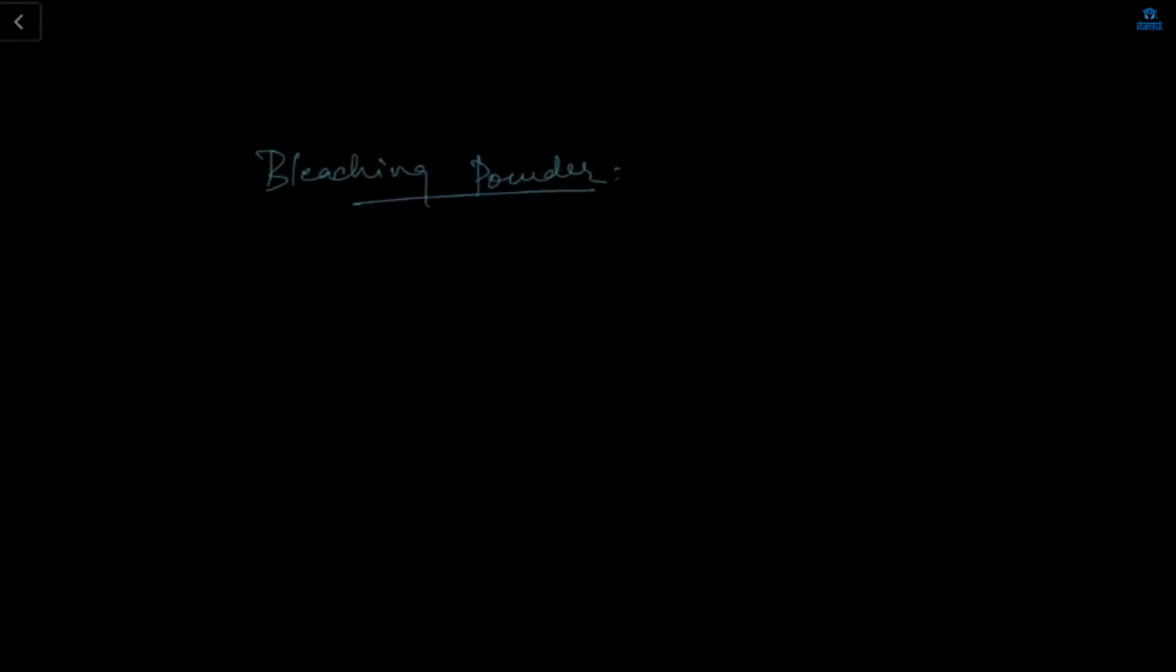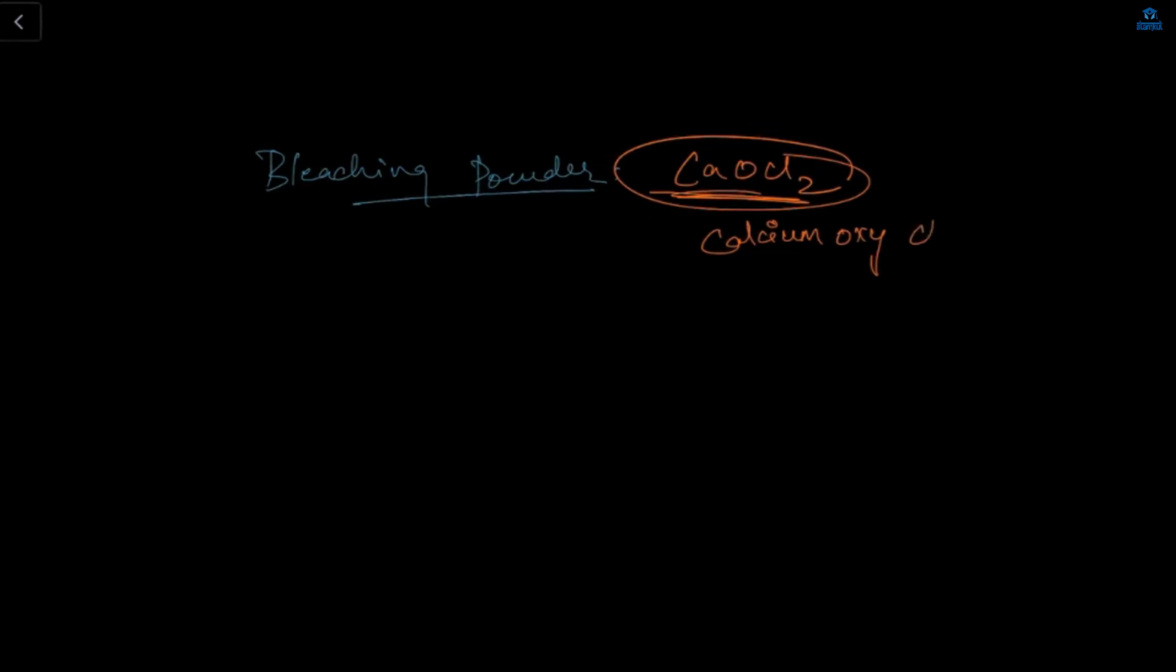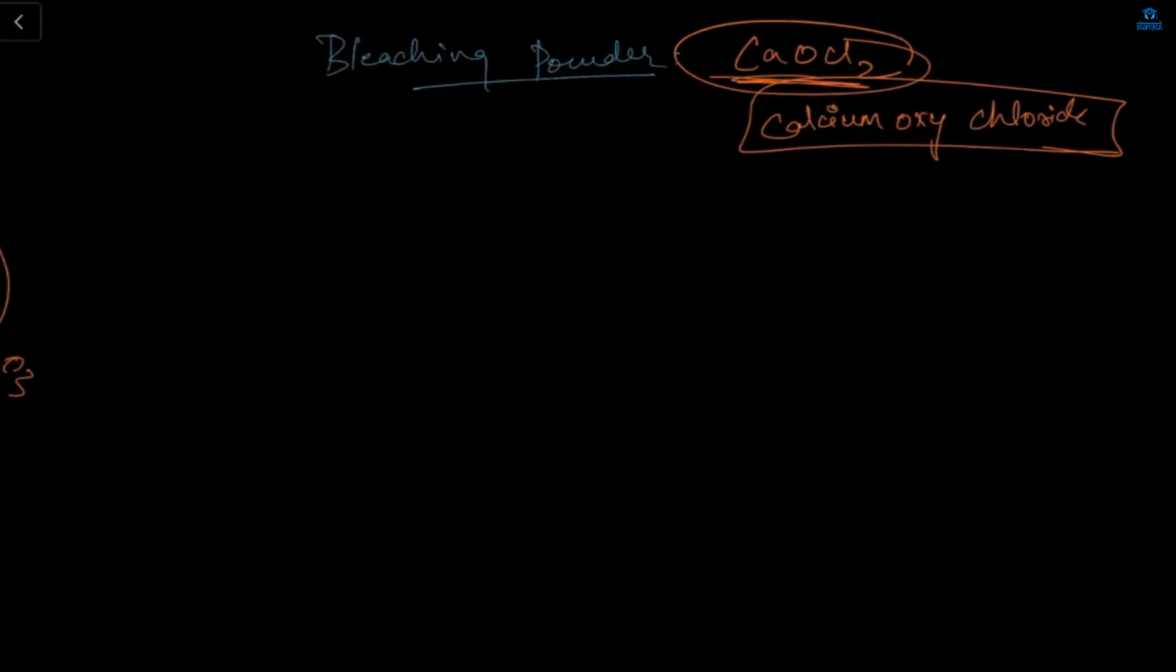So, Safia, you were correct. It's CaOCl2. Is it CaOH2 plus Cl2? CaOH2 plus Cl2 is a reaction, but I'm asking the formula. CaOCl2, yes, the formula is CaOCl2. Now, what is the full form of this? Calcium oxychloride. Cl2 is nothing but chloride, not dichloride. So, calcium oxychloride.